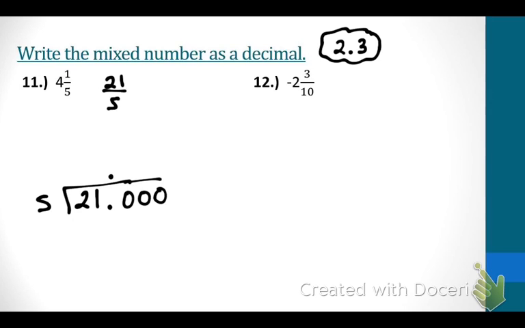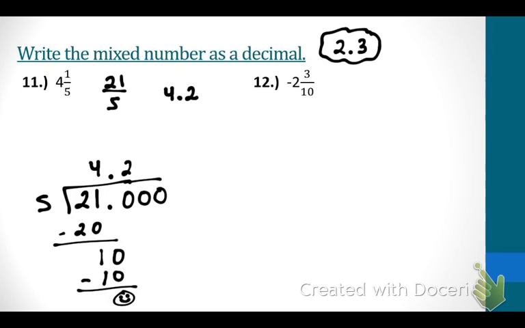How many times does a 5 go into a 21? 4 times. What is 4 times 5? 20. 21 minus 20 is 1. Bring down that 0. How many times can 5 go into a 10? 2 times. 2 times 5 is 10. All right, so I am finished. What is my answer? 4.2. Now, does it need to be a negative or does it stay positive? It stays positive. If I had a positive mixed number, I will still have a positive decimal. All right, going on to the next one, let's turn that into an improper fraction. Gerard, what would that be as an improper fraction?